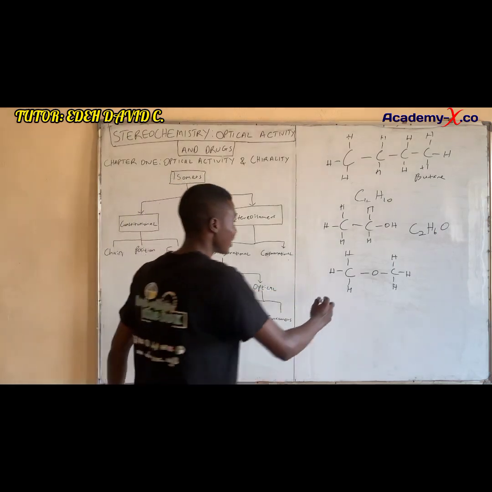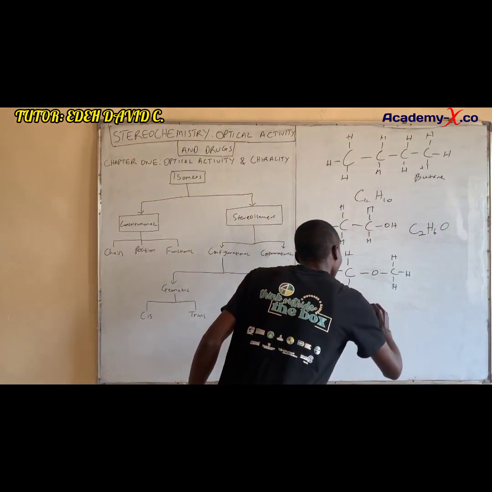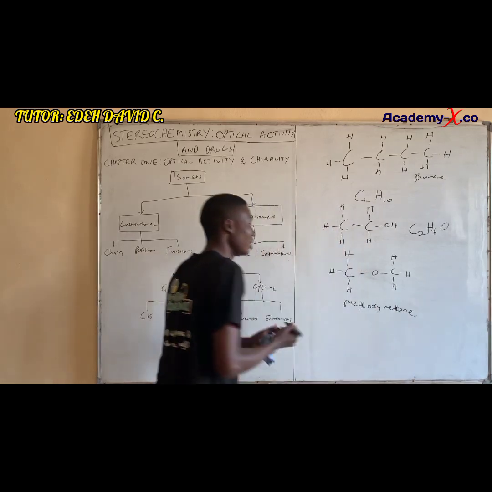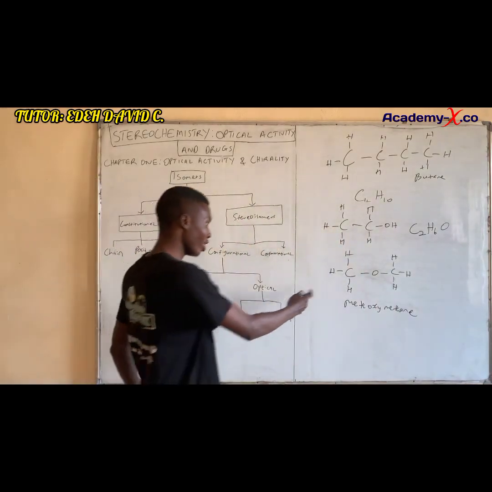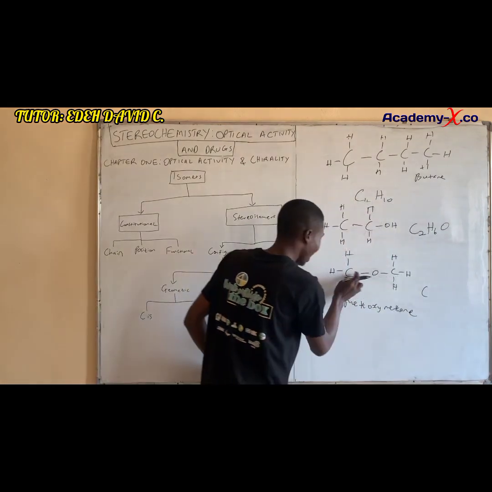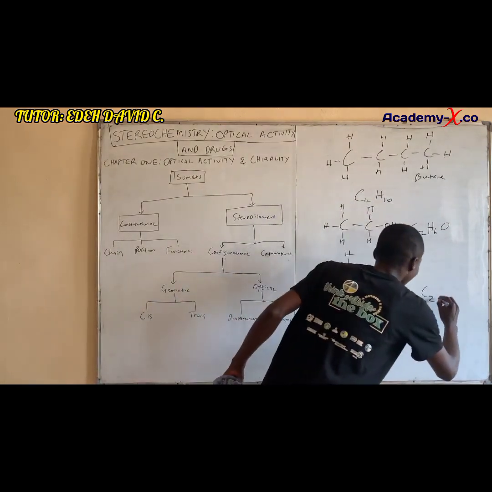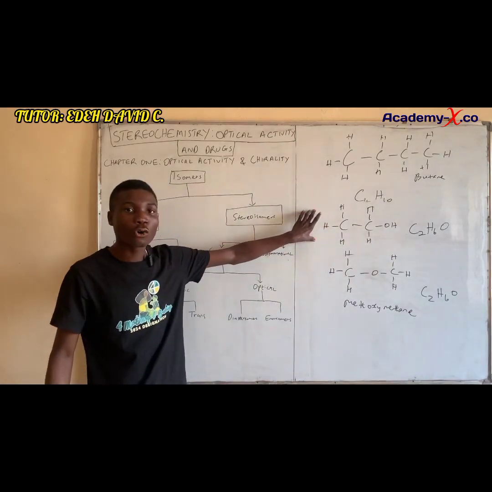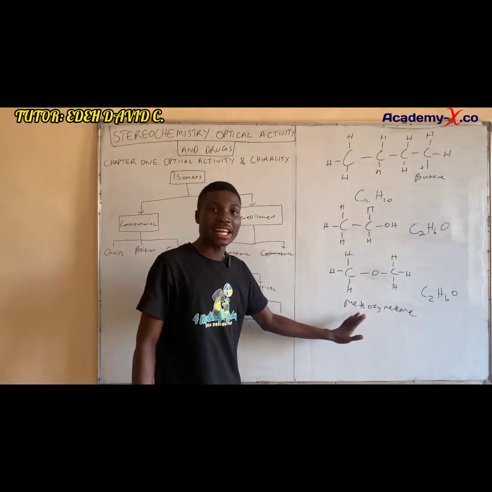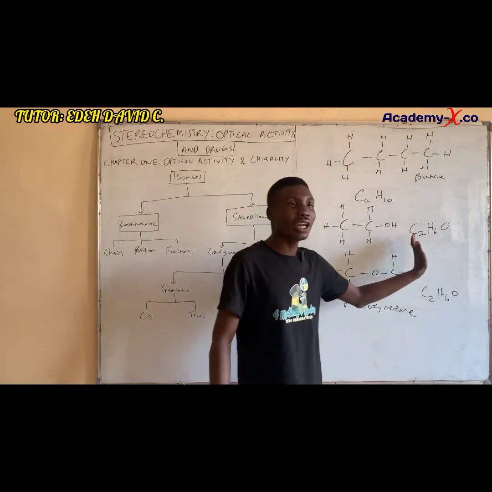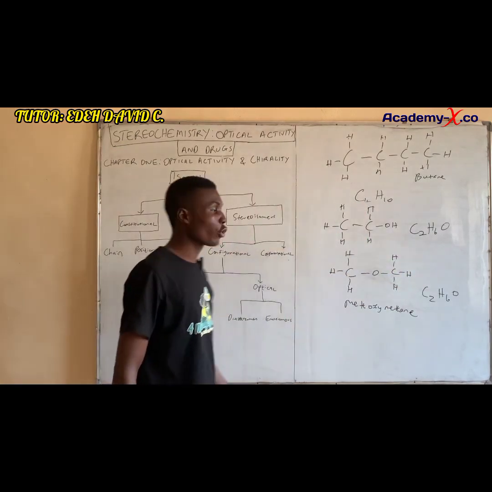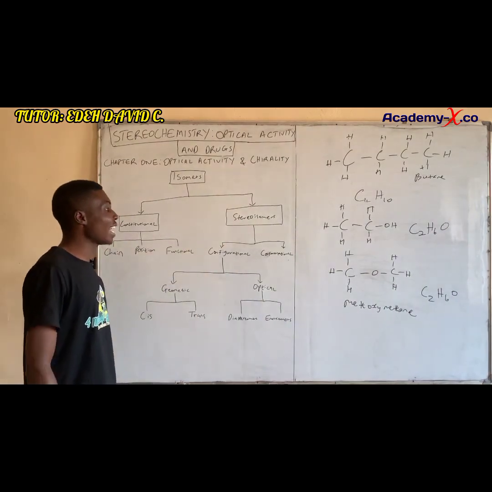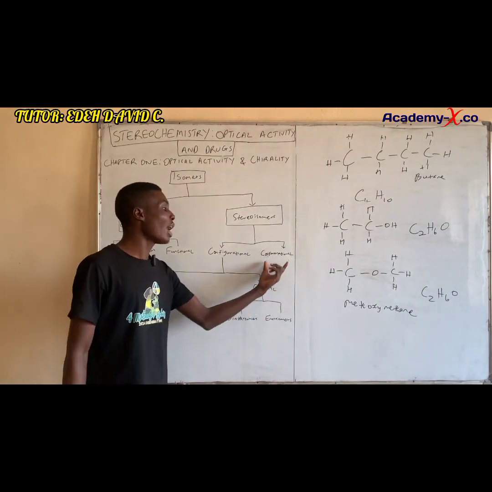And what is this called? This is actually methoxymethane. This is actually an ether. Methoxymethane also has 2 carbon and 6 hydrogen and then 1 oxygen. So what we have here is an alcohol group, and what we have here is an ether group. The two of them have the same molecular formula but different functional groups, and that's what we refer to as functional isomerism.